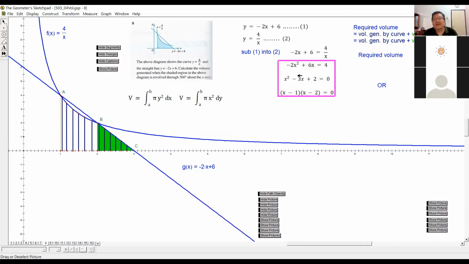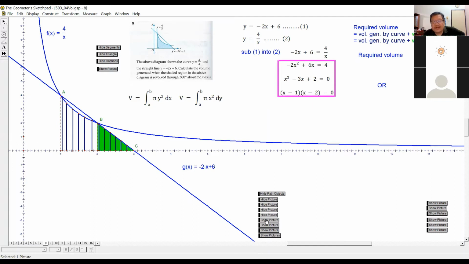Now this quadratic equation, the x squared is negative, and also there is a common factor 2 in each term. So I might as well divide by negative 2. Divide by negative 2, you have x squared. Divide by negative 2, you have negative 3x. The 4 divided by negative 2 is negative 2. Negative 2 you bring over to the other side, it becomes positive 2. So this quadratic equation is x squared minus 3x plus 2 equals 0. And this equation can be easily factorized.